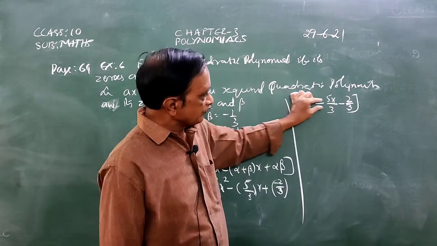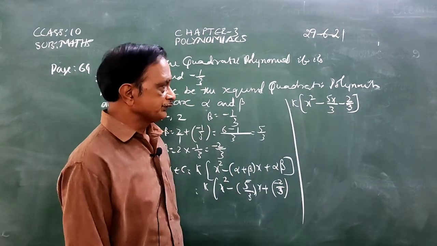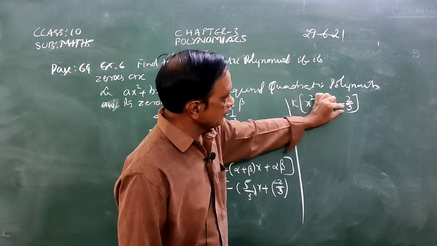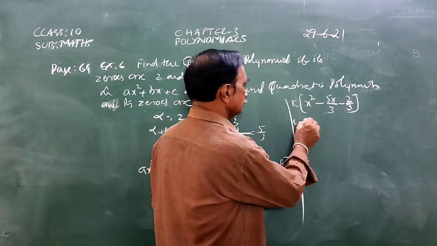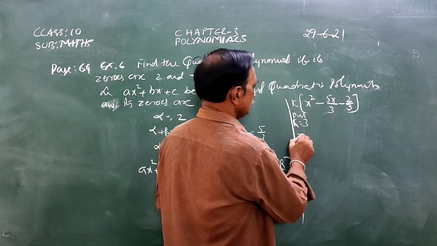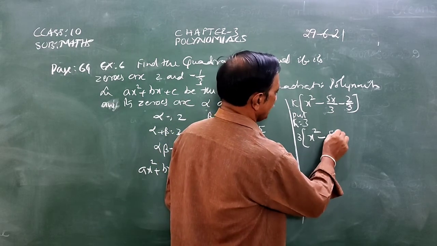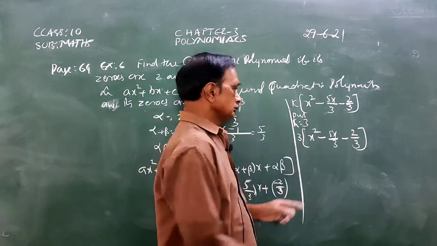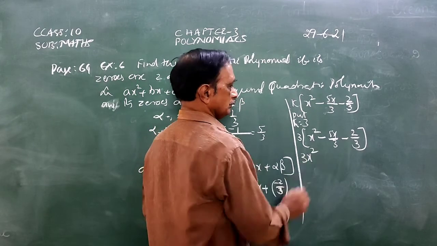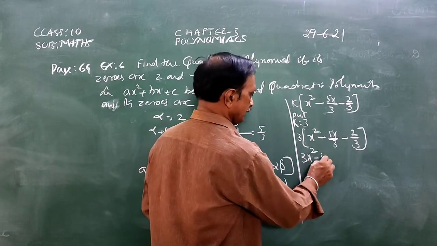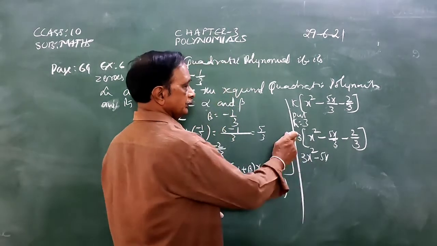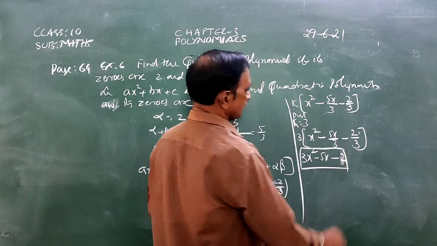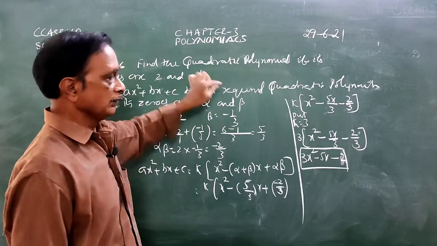To make the coefficients integral, we try to eliminate this 3. Put k equal to 3, and this 3 will be eliminated. 3 into x square minus 5x by 3 minus 2 by 3. Multiply each term by 3: 3 into x square, 3x square; 3 into 5x by 3 is minus 5x, the 3 gets cancelled; 3 into minus 2 by 3 is minus 2. So this is the required quadratic polynomial whose zeros are 2 and minus 1 by 3.